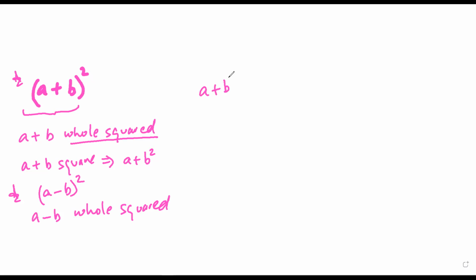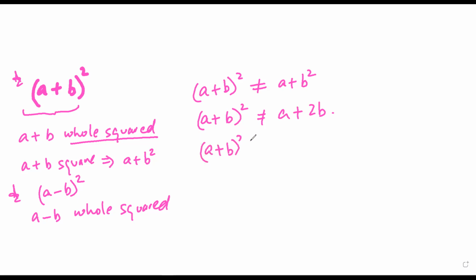See, a plus b whole square is not equal to a plus b square. Is it okay? Yes. A plus b whole square is not equal to a plus 2b. These are different things. Mr. Sarthak, do we have any confusion regarding this? No, sir. Similarly, a plus b whole square is not equal to a square plus b square. Now, these are the common mistakes that the students will do. So this is the first identity, this is the second identity, and then this is the third identity.